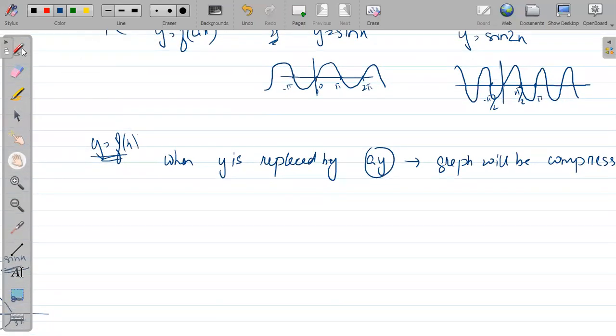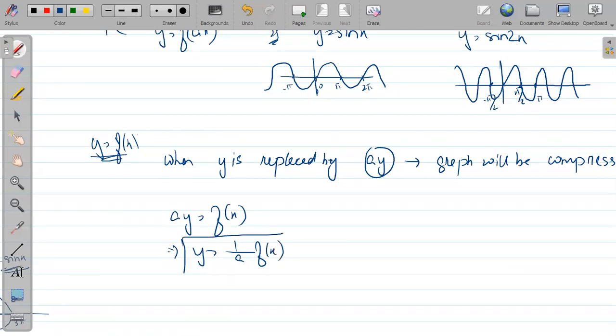How, sir? Let's have an example to understand this one. Basically, what will the new graph be? What we are doing here is ay equal to f of x, so basically y is equal to 1 by a into f of x. Is it not the transformation?